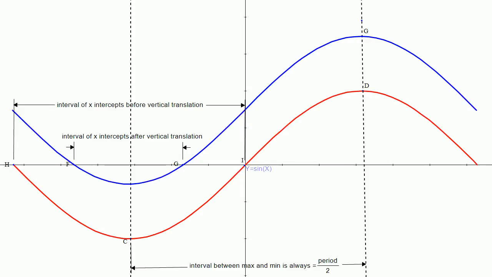The effect of a vertical translation of the sine or cosine graph on the horizontal positions of the maximum, minimum, and the x-intercepts can be seen on this graph. Here the blue graph is a vertical translation of the red graph. We could see here that the maximum and minimum positions are unchanged, whereas the x-intercepts are destroyed by the vertical translation.